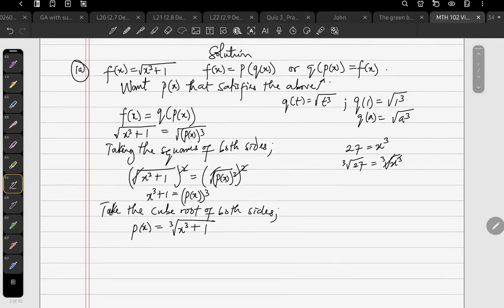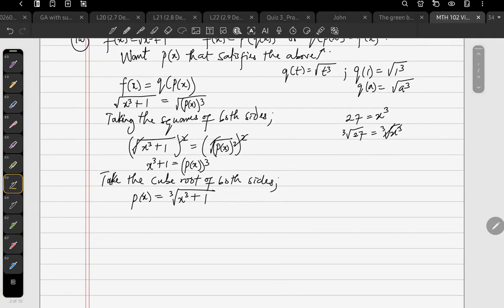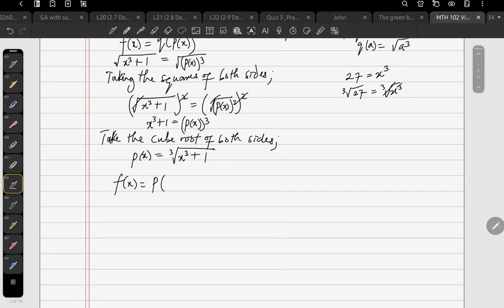We wanted to find p of x. So it means f of x is actually equal to, or what did we do? q of p of x, where q of x is as given, square root of x cubed, and p of x is what we got.